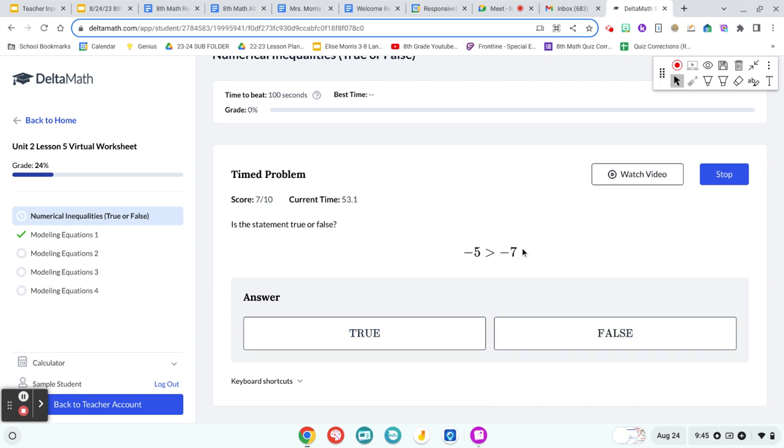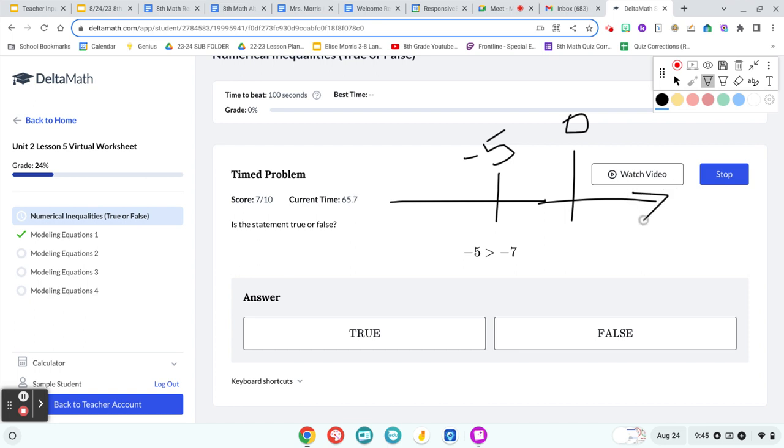-5 versus -7. When they're both negative, I want you to think about what is going to be on your number line. So you could sketch it really quickly. Here's 0 way over here. I'll just make it a little bit bigger. There we go. Where would -7 go? We start with 0 and we start counting to the left. -1, -2, -3, -4, -5, -6, -7. So -7 is less than -5.